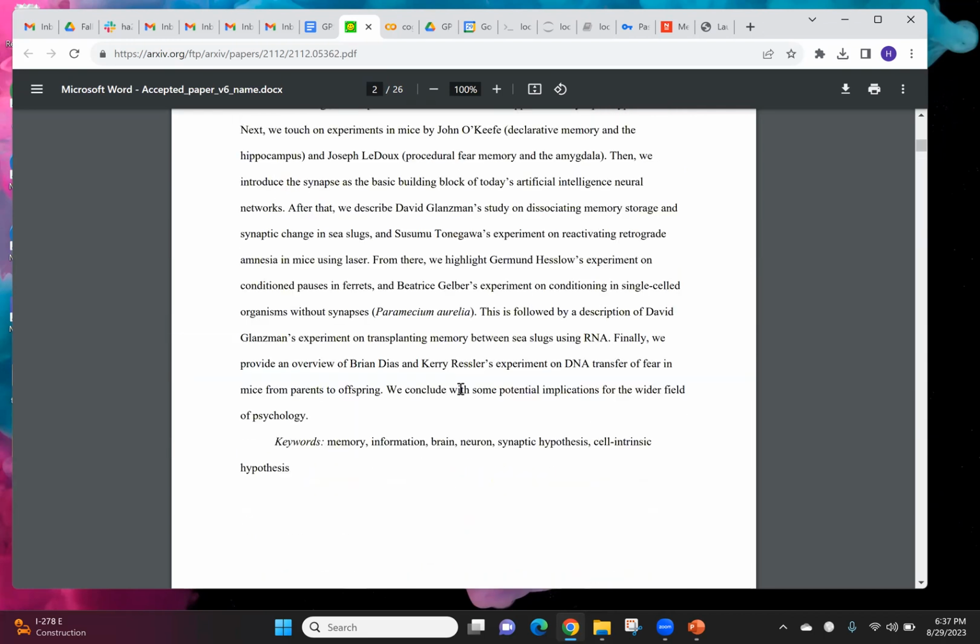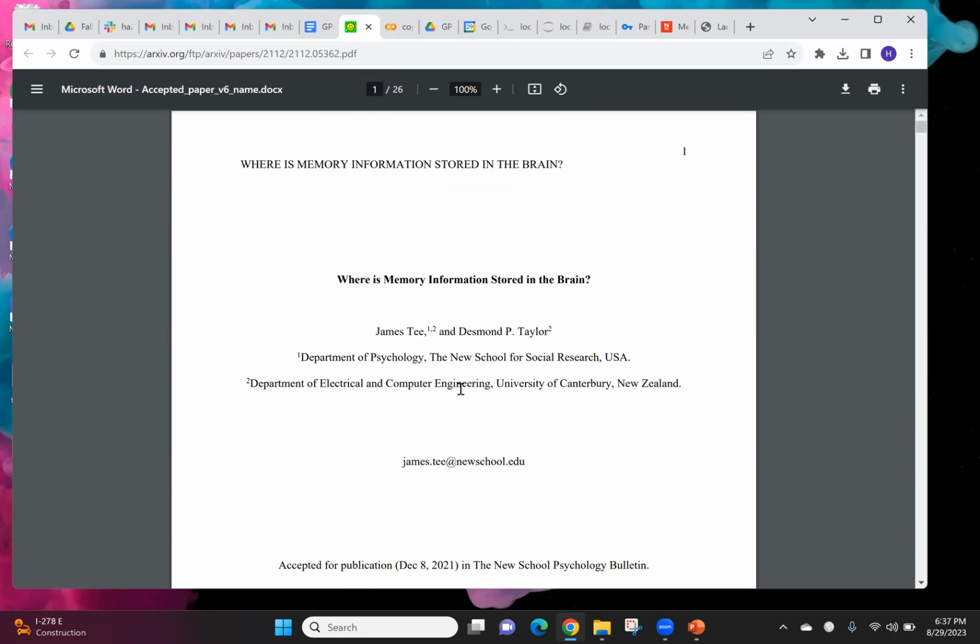Now this one is where is memory information stored in the brain? Like that's a topic, right? This is a review. This is a topic that you want to learn about. Go study it. But you could pick something that is closer to what you care about and the stuff that is part of your bigger project or something like that, or open to you exploring those things.